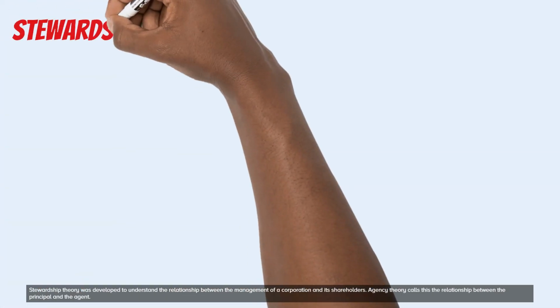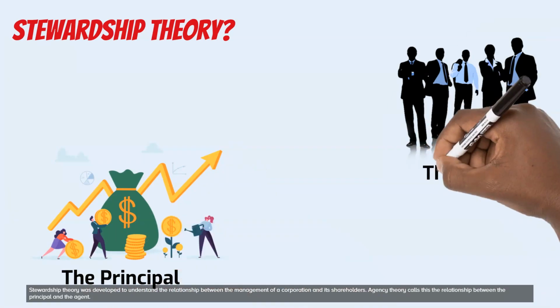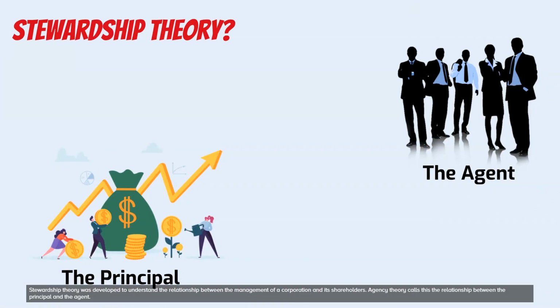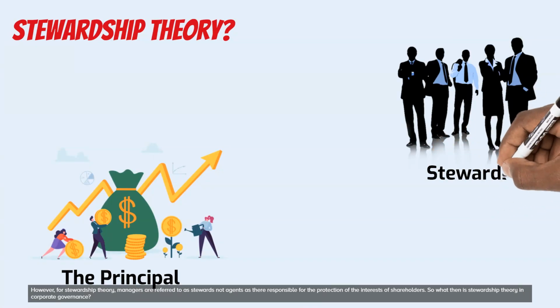Stewardship theory was developed to understand the relationship between the management of a corporation and its shareholders. Agency theory calls this the relationship between the principal and the agent. However, for stewardship theory, managers are referred to as stewards, not agents, as they're responsible for the protection of the interests of shareholders. So what then is stewardship theory in corporate governance?